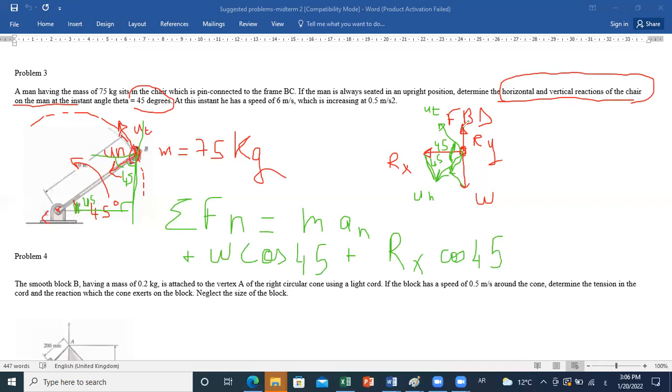Now, for Ry, since I assumed Ry upward, then its projection on un, according to my assumption, is negative. So minus Ry cosine 45.